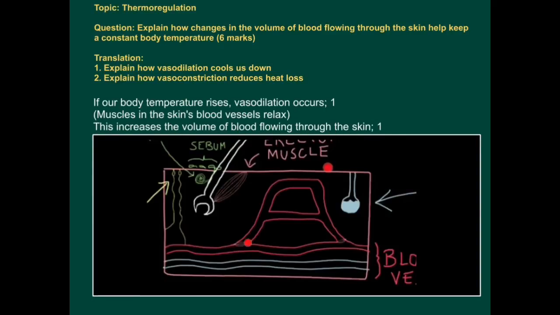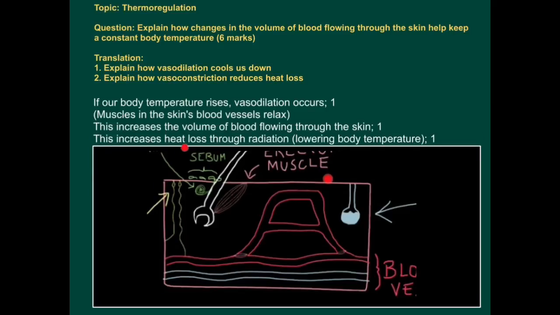Now this is wider, blood can access the top or near the surface of our skin and flow closer to the surface where it can exchange heat with the environment. This increases heat loss through radiation. You must write out the process of heat loss, and therefore lowering the body temperature. Always link vasodilation to heat loss through radiation.